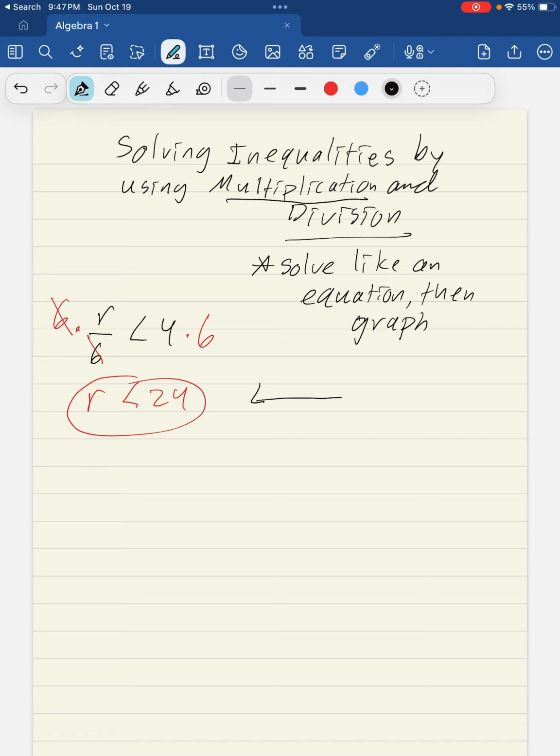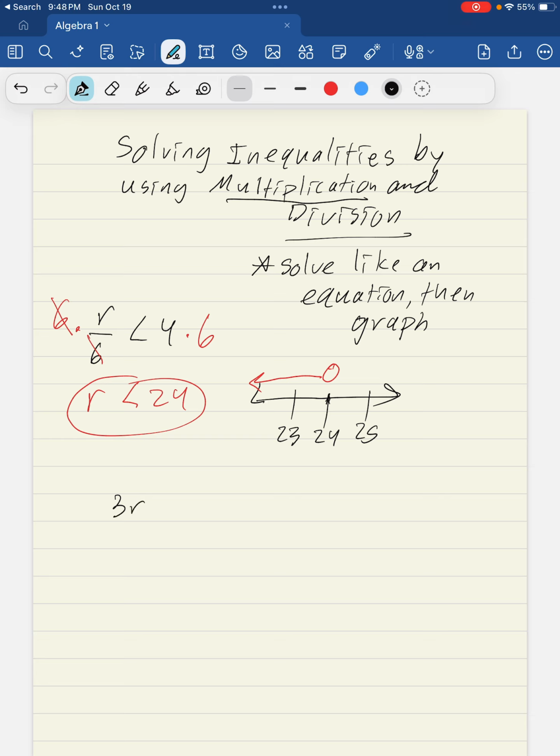Quick graph. We go 23, 24, 25. And remembering what this means, r is less than 24. So we have an open circle above 24. Less than goes to the left. There we go. Let's do one more.